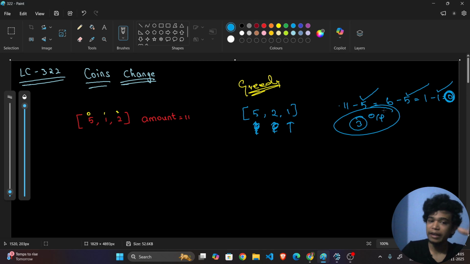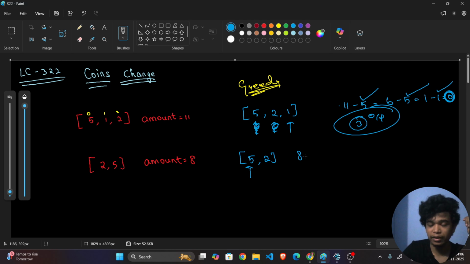I'll take you through another example so that you can understand what is meant by the uniformity concept. So listen to this carefully. We have some other combination like 2 comma 5, and I am asking you the amount is equal to 8. What is the first step you are going to do? The first step I am going to do is sort in descending order, which means 5 comma 2. Now amount is 8 initially. Whether 5 is greater than 8, sorry, 5 is lesser than or equal to 8, yes, then do -5, which is equal to 3.